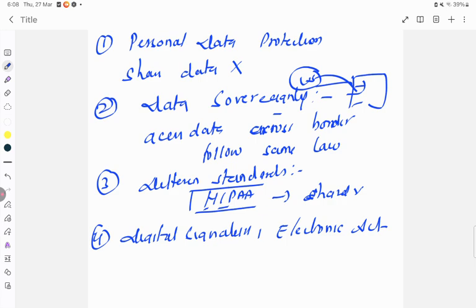We have copyright, we have intellectual property rights. So that was all about legal preparedness, and this ends the topic of preparedness in e-governance.